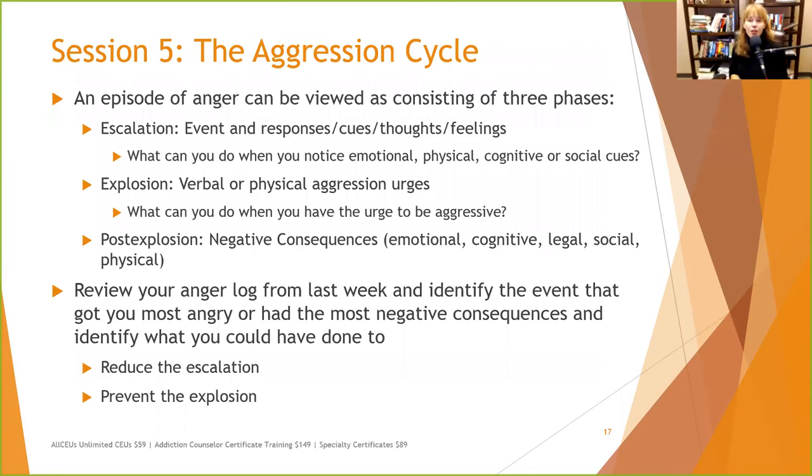So have them review their anger log from last week and identify the event that got them most angry or had the most negative consequences, and identify what they could have done to reduce the escalation, what immediate strategies could they have used, and what could they have done to have prevented the explosion. So this is immediate strategies as well as vulnerability prevention. So I'm wanting them to see how they do have some control over their environment, and they do have some control over these situations. Yes, they can't control other people, but they can control how well fortified they are to deal with any crap that comes their way.